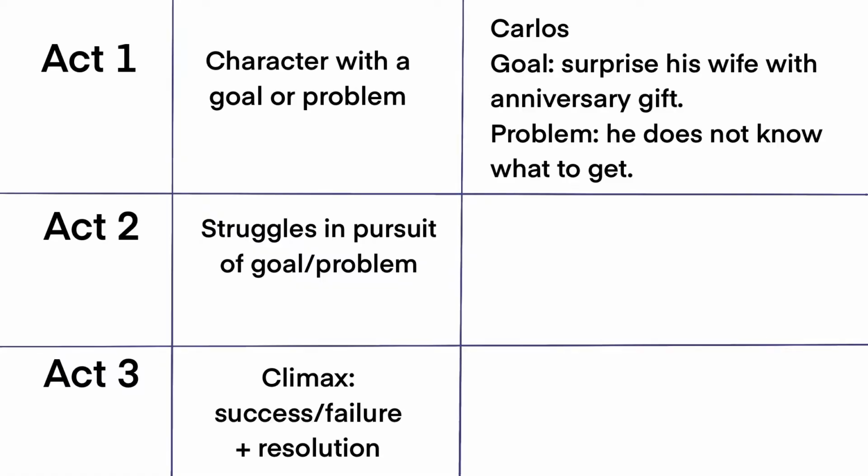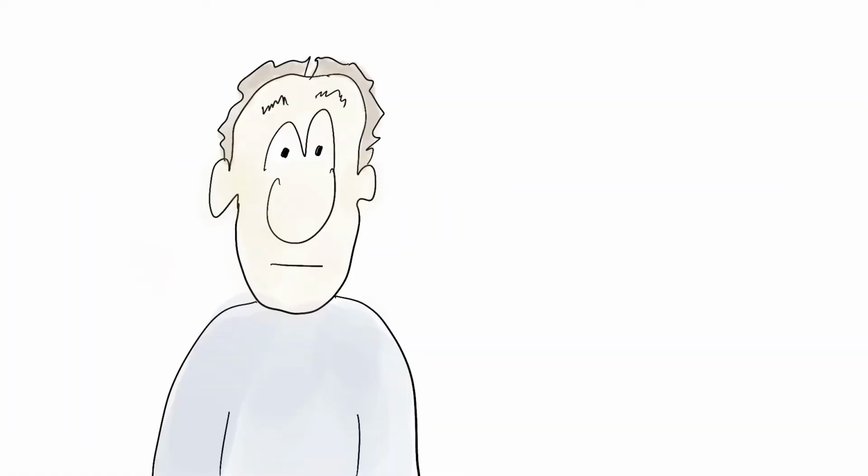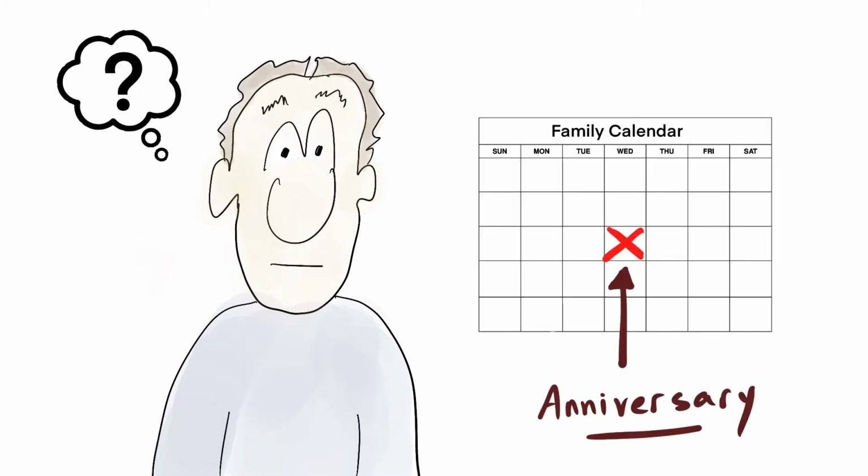There may be a moral to the story where the audience learns or comes to believe something, but our intention behind an entertaining story is to keep the audience engaged, wanting to know what's going to happen on the way to the outcome. Start Act 1 with a person who has a goal or a problem. Carlos has a goal: to surprise his wife with a gift for their wedding anniversary.